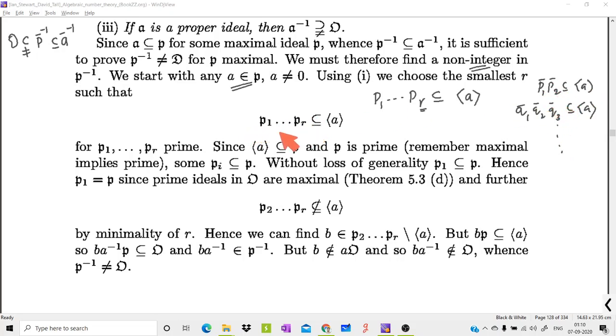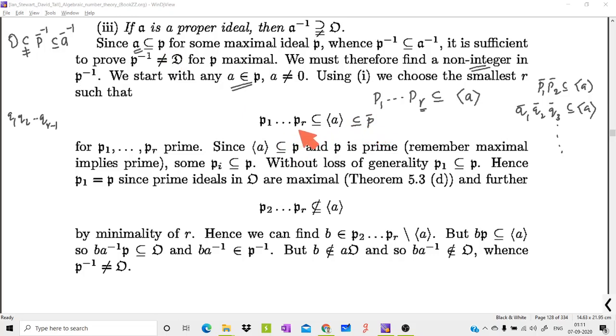Then this R is the minimum in such a way that P1, P2 etc. PR is contained in A. That means whenever we have a product q1, q2 etc. q(R minus 1), we can say that this product is never contained in A. That is the idea of the choice of the minimum value of this R. And we know that any ideal is contained in a maximal ideal. So this A is contained in a maximal ideal P. So we can say that P1, P2 etc. PR is contained in this maximal ideal P.